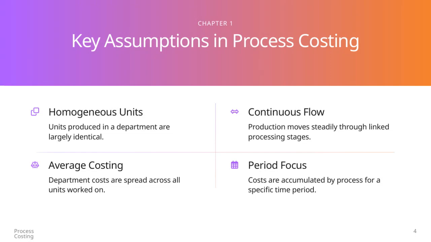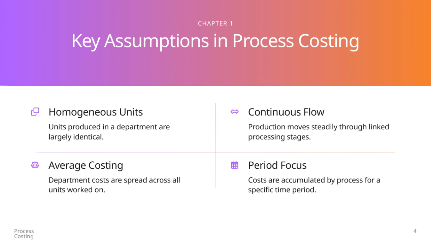In Chapter 1, we focus on the key assumptions underlying process costing. First, we assume that the units produced in a department are largely homogeneous, meaning they are very similar or identical. This simplifies cost tracking since each unit is treated the same. Next, we consider continuous flow, which means production moves steadily through linked stages without interruption. This seamless movement is essential for efficient processing.